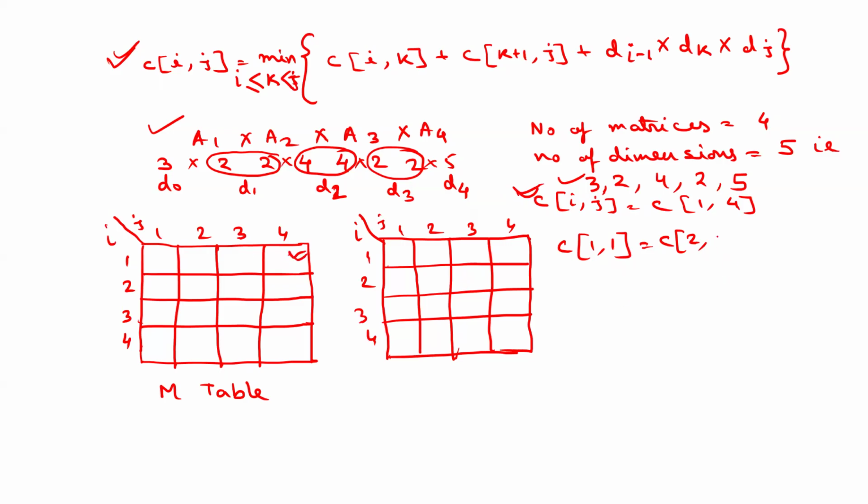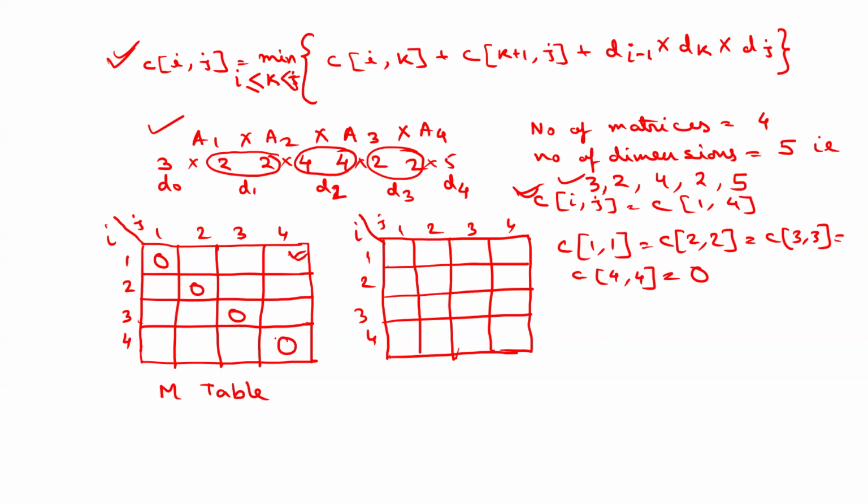So first we calculate C11, C22, C33 and C44, where j minus i equals 0. And we know that when a matrix is multiplied with itself, the cost will be 0. So we place 0 for C11, C22, C33, C44.